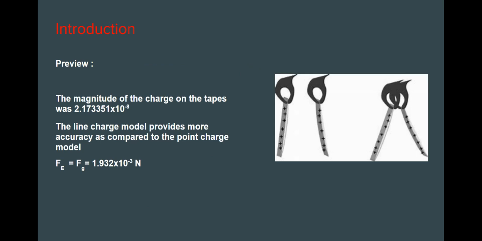For the preview of the new results of the lab, I found that the force of electricity is equal to the force of gravity, and this equals 1.932 times 10 to the negative 3 newtons, approximately. I also found that the charge on each tape is approximately 2.173351 times 10 to the negative 8. This information then shows that the line charge model is more accurate than the point charge model, as with the new charge, the force of gravity and the force of electricity are equal to each other.